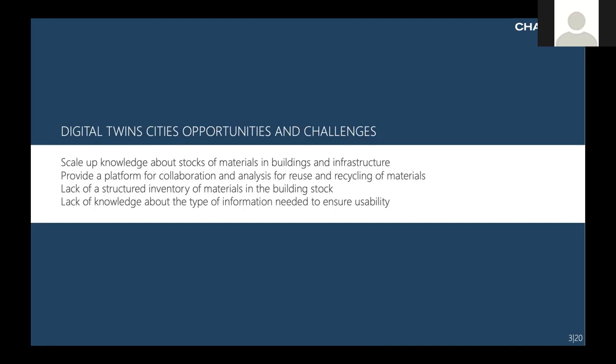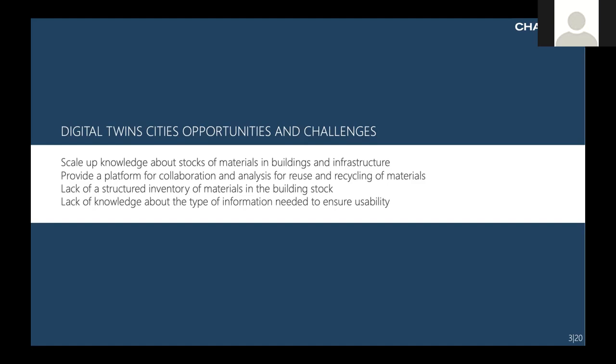At the same time, digital twin cities or digital twin models can provide a good platform for collaboration. And in this specific case, a good platform also for analysis of what can be reused and what can be recycled, what types of materials could be, or even components. However, there's still a lack of a structured inventory of materials in the building stock. There are a lot of different models, as already been mentioned as well, but there is not yet, I would say, some kind of structured approach that can be used so far, and especially not with digital twins.